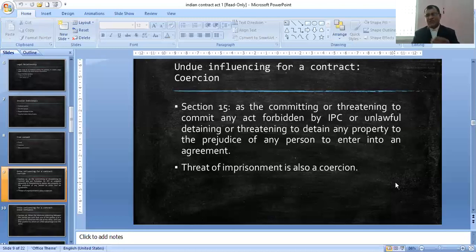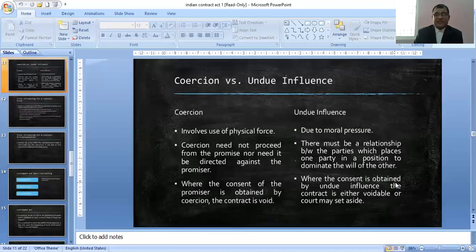I will hoist false cases against you, and you will be imprisoned. Here is a comparison in this charge between coercion and undue influence.